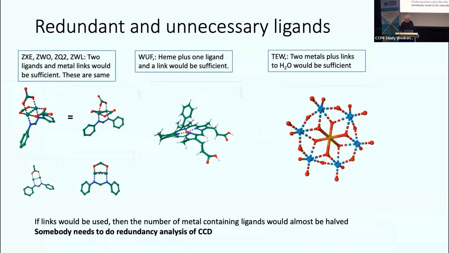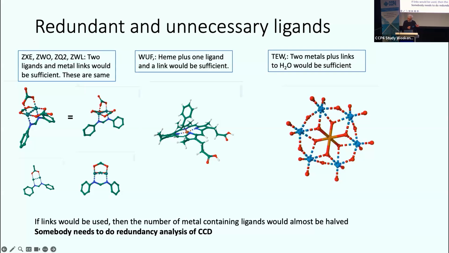Probably somebody knows that. And moreover, there are very similar structures. So what we do is deal with one or two ligands plus links. That would be sufficient to deal with that. Another one is heme attached with something. Or the metal complexes. There are a lot of metal complexes.